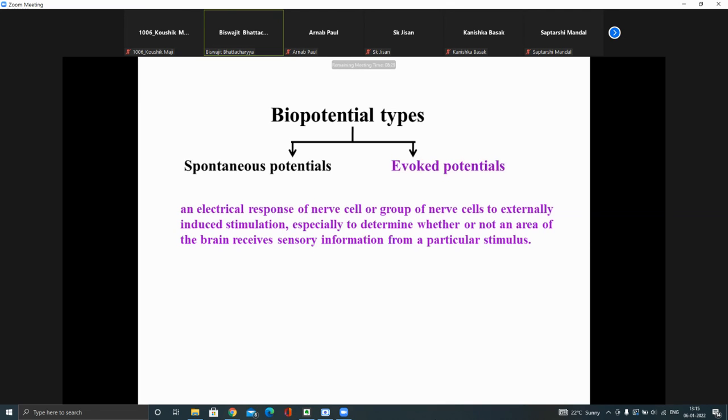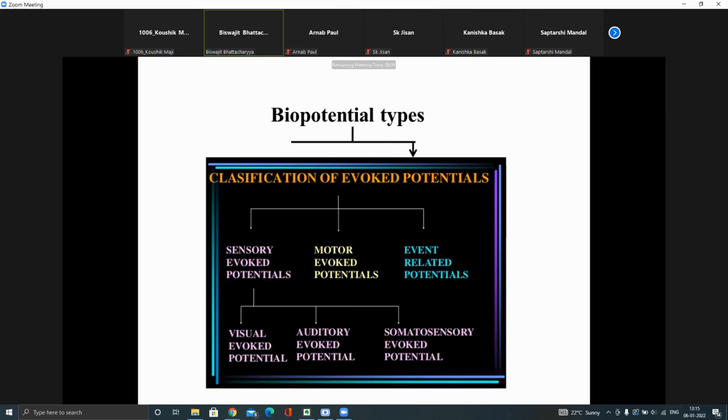Another type is the evoked potential. How do we get it? It is an electrical response of a nerve cell, or a group of nerve cells, to externally induced stimuli, especially to determine whether or not an area of the brain receives sensory information from a particular stimulus. It means what? It will be clear if I say the next thing. Evoked potential is classified in several ways: sensory evoked potential, motor evoked potential, and event related potential.